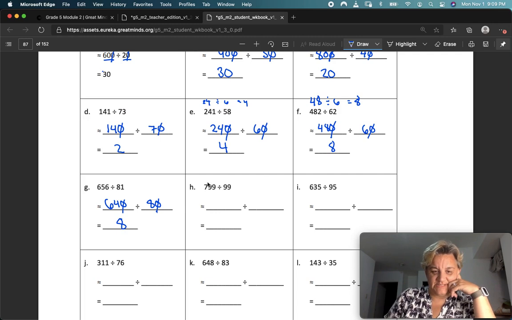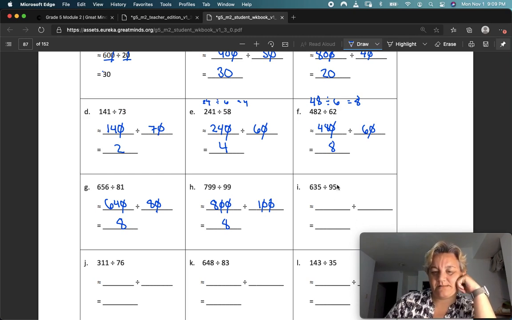Next one. Oh, this one's going to be nice and easy. I'm just going to round that up to 800. And this one I'm going to round to 100. And then I can cross this one and this one off, and this one and this one off, and then I have 8 divided by 1 is 8.